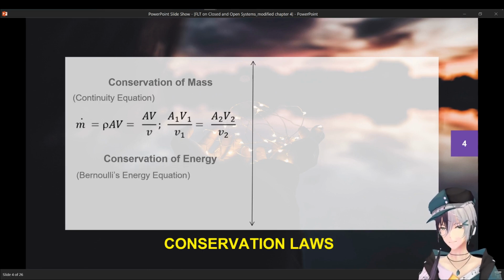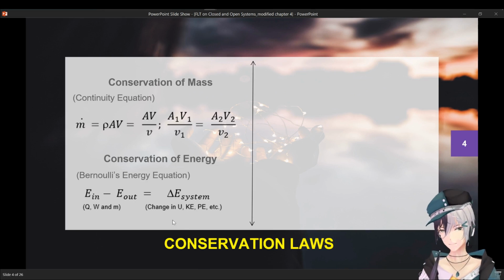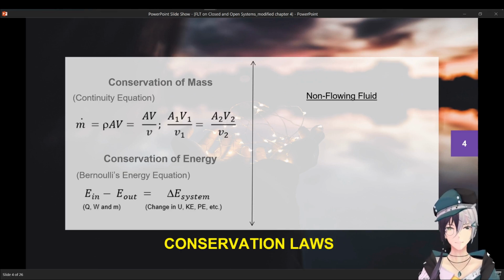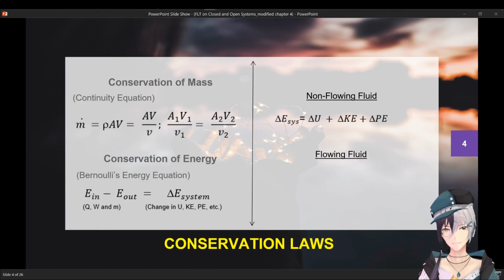So for conservation of energy, we have the energy equation, or Bernoulli's energy equation. And this is the energy balance. The general energy balance, if you remember, in chapter 2 in our discussion. For a non-flowing fluid, the energy of the system becomes the change in internal energy, change in kinetic energy, and change in potential energy.